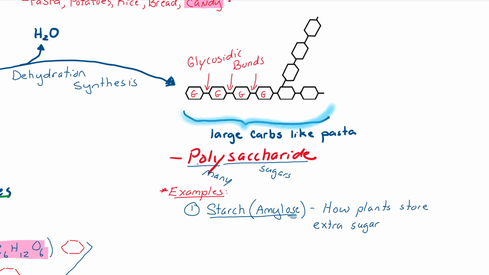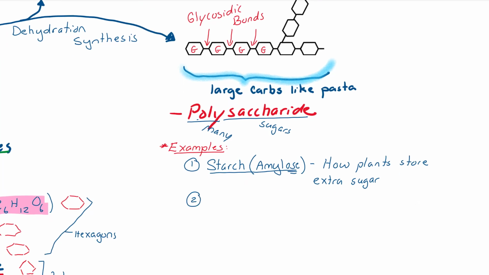How do animals store extra sugar? They make something different. They make glycogen. Glycogen is a polysaccharide by which animals store extra sugar.